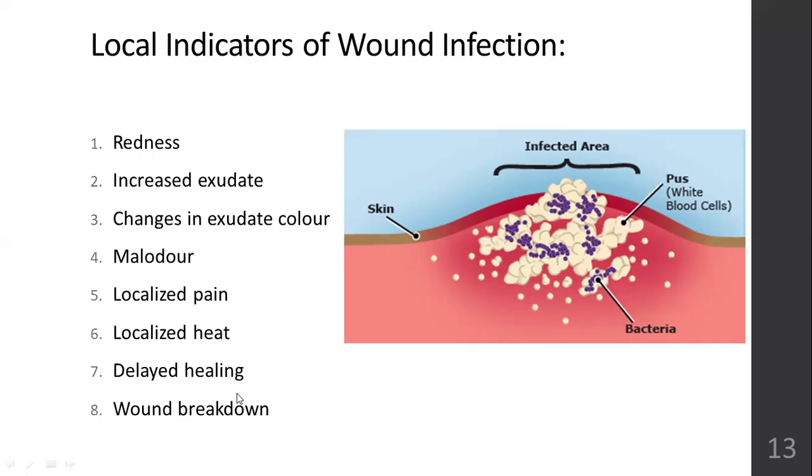It's taking a longer time. Wound breakdown. A small wound has spread, it is a bigger wound now. Exudate is the pus formation. Earlier it was just a transparent fluid that was coming, but now it is whitish, yellowish in color. The color has also changed. It is very smelly as well. It smells bad. So these are the signs of wound infection.